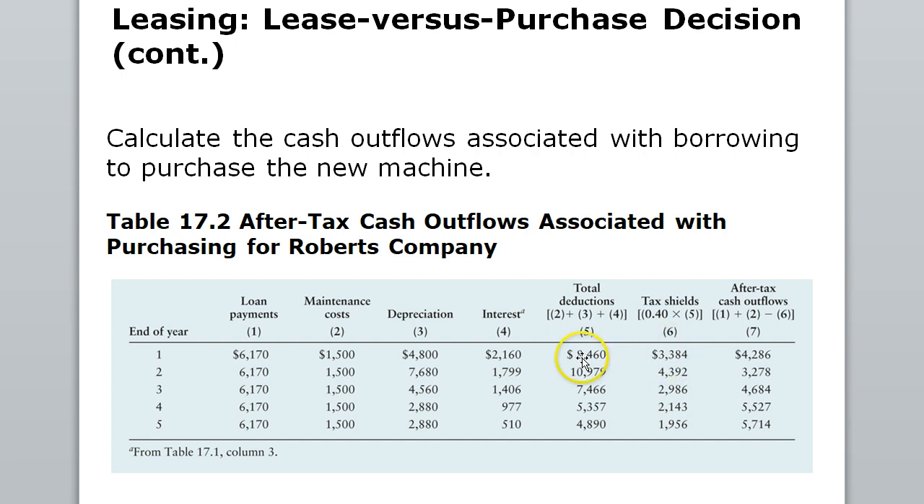Figure out our tax shield by multiplying our total deductions by 40%. This is our tax shield, meaning that these are deductions, but it's only going to shield us for 40% of our income. So that's why this is the tax shield. So the after-tax cash flows would be, we have to take 1 plus 2 minus 6 would equal 7. So the loan payment plus the maintenance cost minus the deduction of the tax shield gives us our after-tax cash outflow.